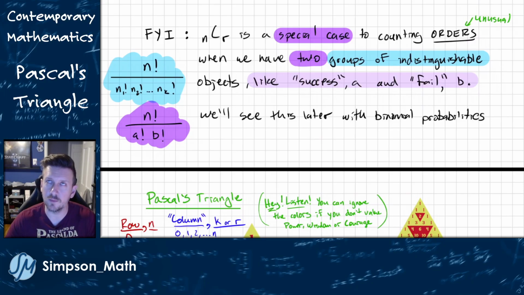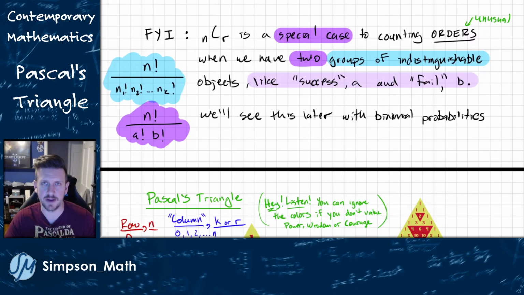Now, Pascal's triangle is really nice because, in terms of how we're using it in our contemporary class, it's a way to visualize the combinations, the nCr. And previously, I've mentioned how the nCr is a special case of counting orders when we have two groups of indistinguishable objects, like a success and a fail.